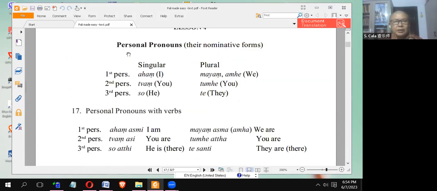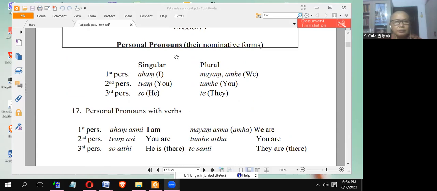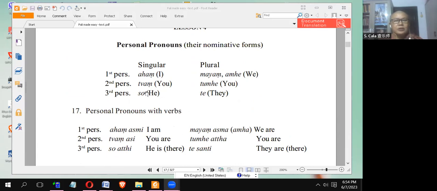Okay, then the next one is the personal pronoun. Of course, this is male. If it's female, it will be sa, with a long a. So sa, te. I normally teach those who are learning Chinese Pali. Te, tuam, tumhe, aham, mayam, amhe. Now, all of these are in the nominative form, which means it's the subject. Later you will learn more different kinds of forms, but so far all these are subjects.